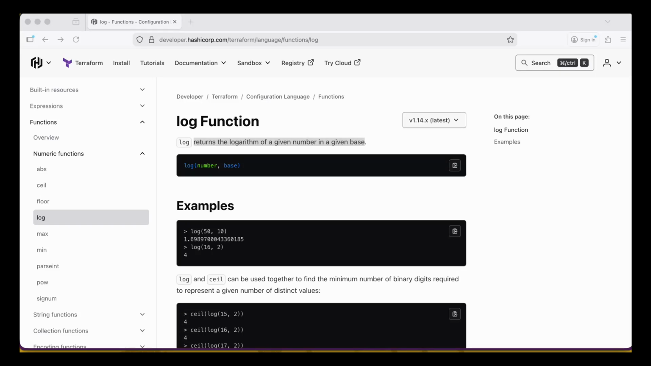Welcome back. In this video, we are going to cover another numeric function, the log function, one of the important functions. Now, if we go with the official definition, it says logs return the logarithm of a given number in a given base. I know it sounds confusing. Let me explain in simple terms. Logs tell you how many times you need to multiply by 10 to get a number.